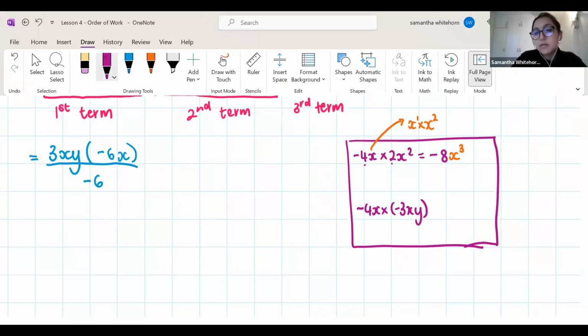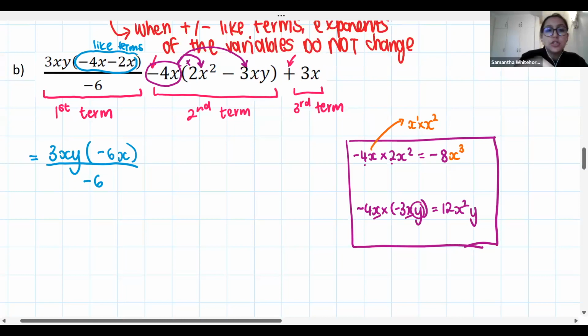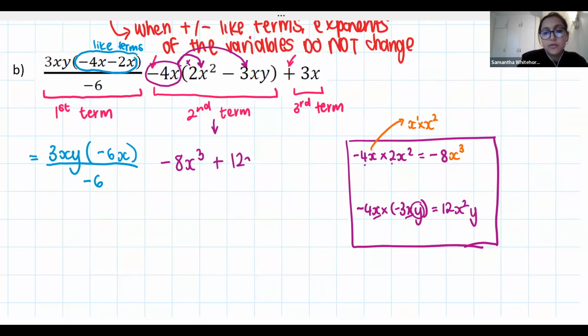In our second multiplication, a negative times a negative is now a positive. 4 times 3 is 12. And now again, check your variables. You've got an x times an x, which is an x squared. And then we've just got a lonely little y there. It doesn't have anything it's multiplying with, so it's just y. So from my second term, I have got the product minus 8x cubed plus 12x squared y.